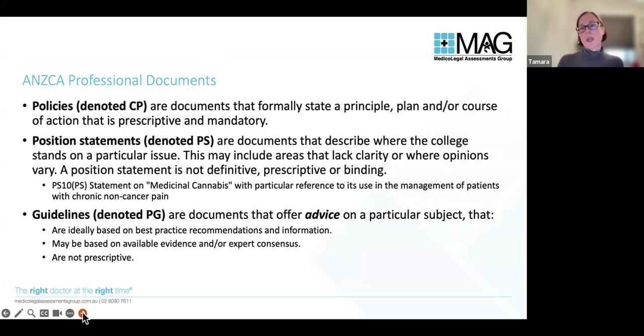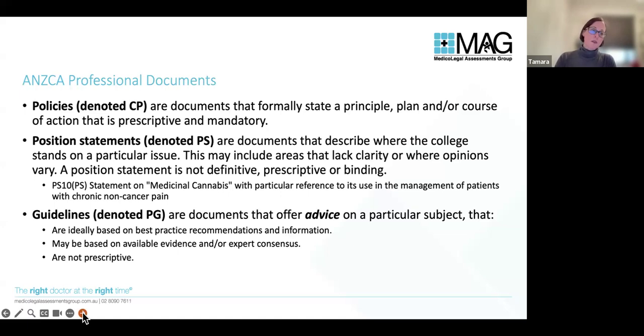Position statements describe where the college stands on a particular issue. For instance, there's a position statement on medicinal cannabis, which hasn't been updated for a couple of years. There's a position statement on the management of chronic pelvic pain in women and so on. There are quite a broad-ranging number of statements, but they are very light in their touch.